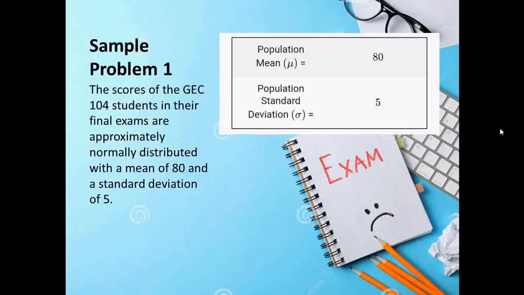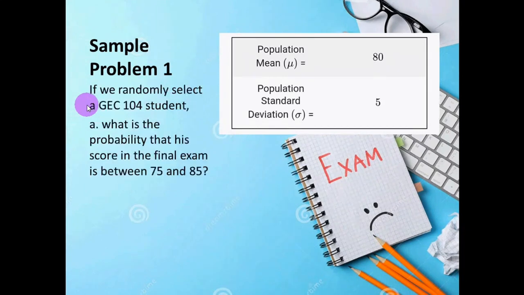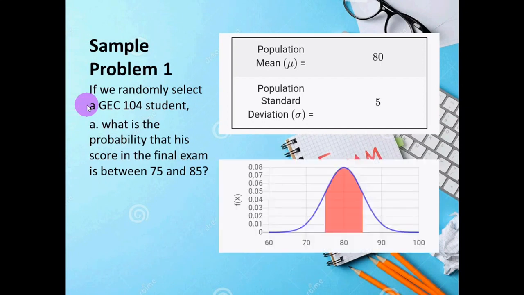We have here an example. The scores of the JEC 104 students in their final exams are approximately normally distributed with a mean of 80 and a standard deviation of 5. The question goes like this. If you randomly select a JEC 104 student, what is the probability that his score in the final exam is between 75 and 85? Note that in the normal curve, where the population mean is 80 and the standard deviation is 5, 75 is 80 minus 1 standard deviation, which is 5, and 85 is 80 plus 1 standard deviation, which is 5.